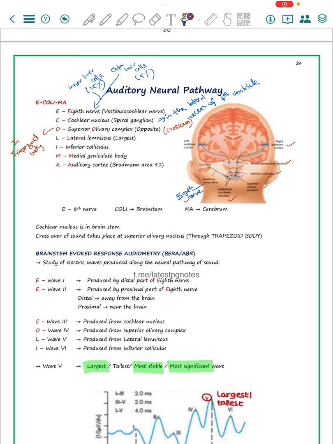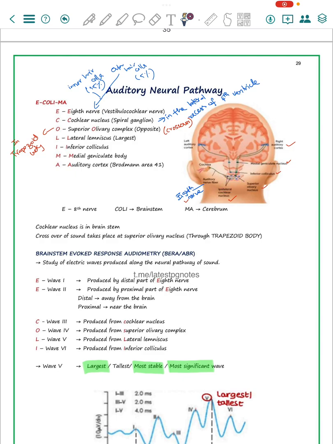You can remember this with the famous mnemonic, that is E COLI MO. The E is in the ear, COLI is present in the brainstem, and MA is present in the brain, above the cortex. Okay, then the cochlear nucleus is in the brainstem. Crossover takes place at the level of the superior olivary nucleus.